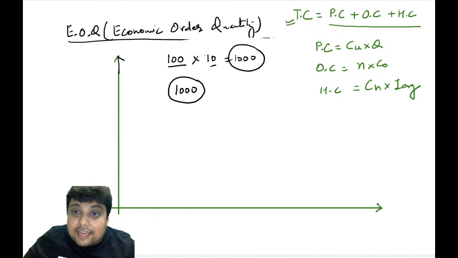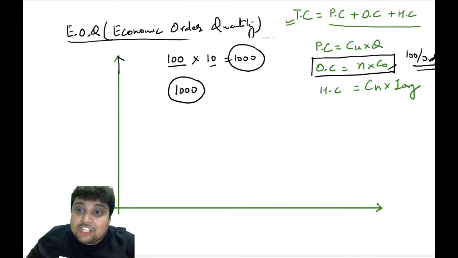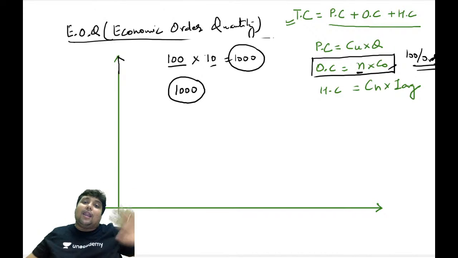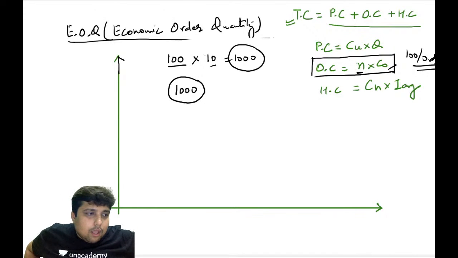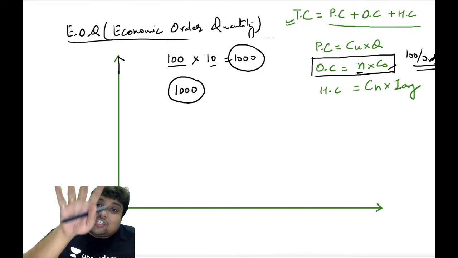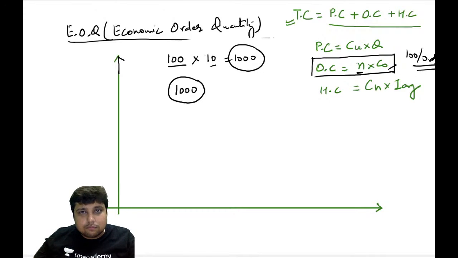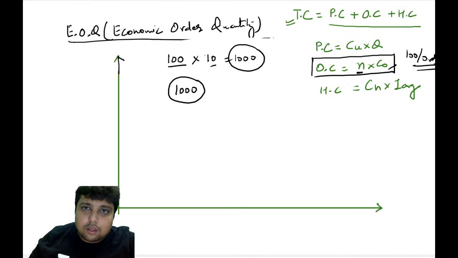But remember guys, if I will consider ordering cost, what is the formula for ordering cost? C naught, that is 100 rupees per order. टेम्पो वाले का भाड़ा 100 रुपए पर ऑर्डर है. मैं जितने बार ऑर्डर करूंगा उतने बार टेम्पो वाले को भाड़ा दूंगा. 4 बार ऑर्डर करूंगा 400 रुपए भाड़ा दूंगा. 5 बार ऑर्डर करूंगा 500 रुपए भाड़ा हो जाएगा.